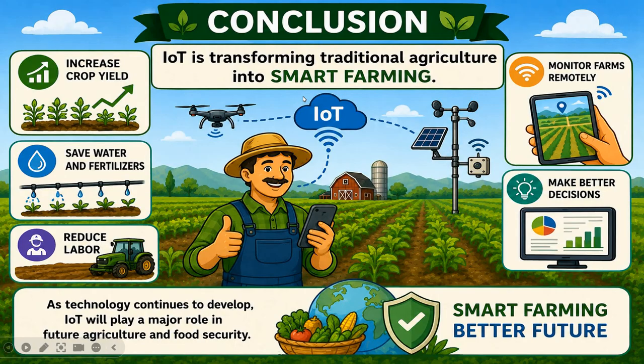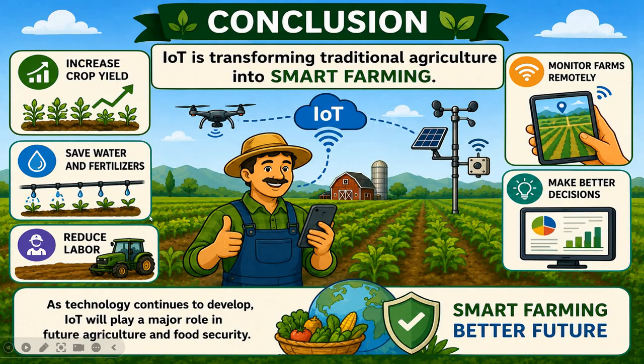This is the conclusion here. It shows how IoT is transforming the traditional farming into the smart farming. Now here you can see a farmer is using a smartphone to monitor and manage the farm activities, and various IoT devices are there, such as drones, weather stations, sensors, then cloud systems which collect and share the information about the farm, and this data helps the farmers make better decisions and improve the crop production. So here you can see, first it helps increase the crop yield, then it saves water and fertilizers, and also it reduces the labor.